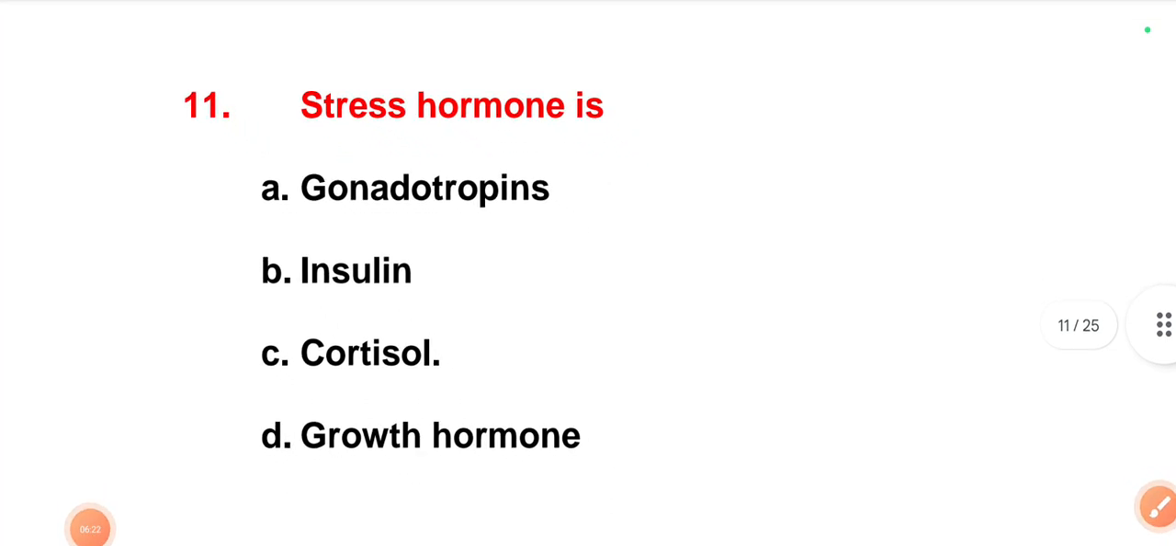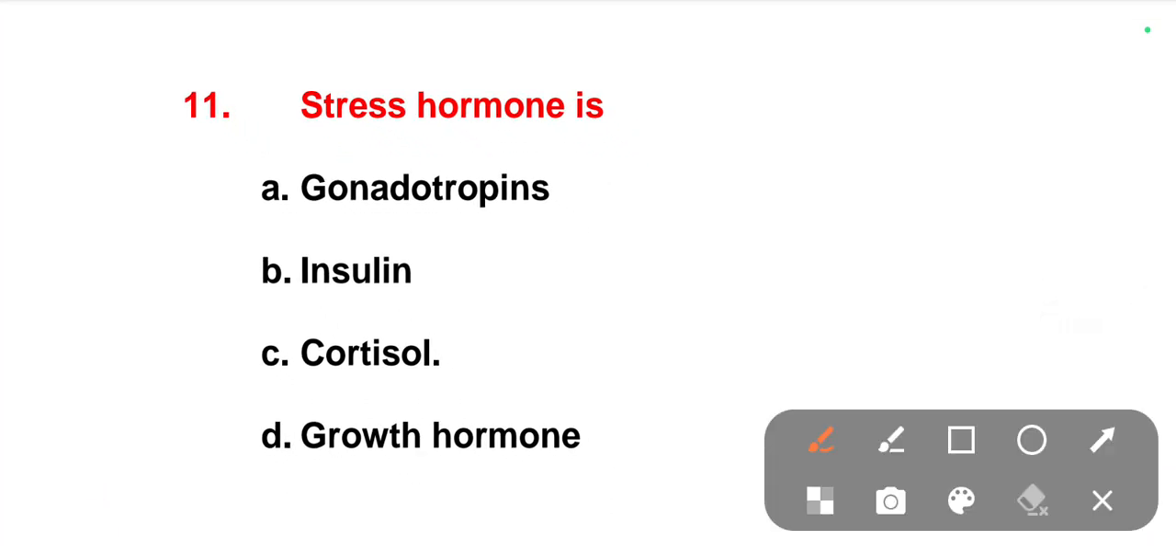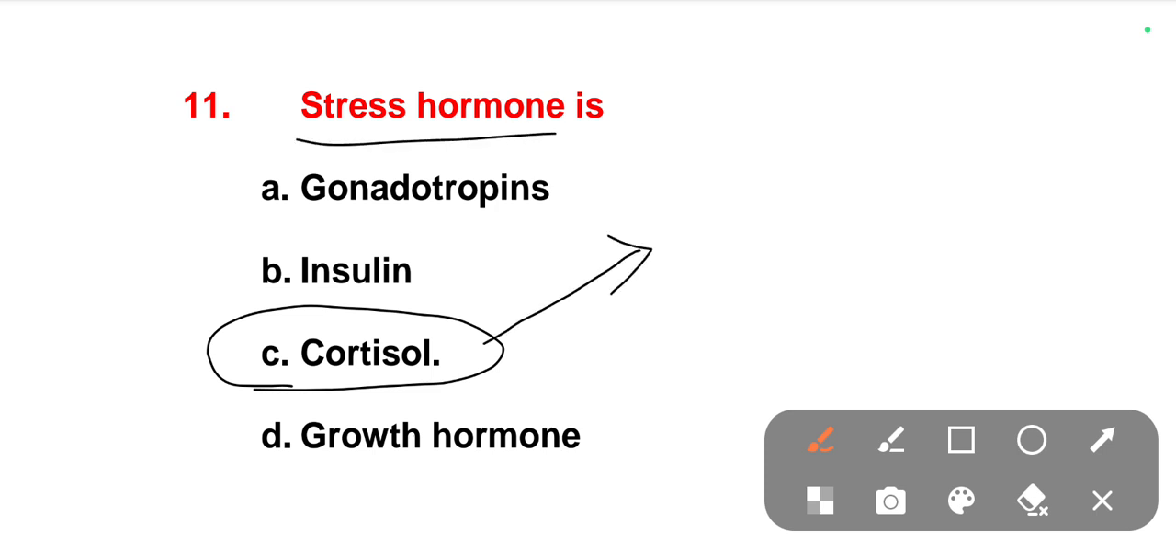The next one is stress hormone is. So which one is called a stress hormone? Options are gonadotropins, insulin, cortisol, growth hormone. The right one is cortisol. Cortisol is nothing but a stress hormone. When people are in stress, the cortisol level will be increased.